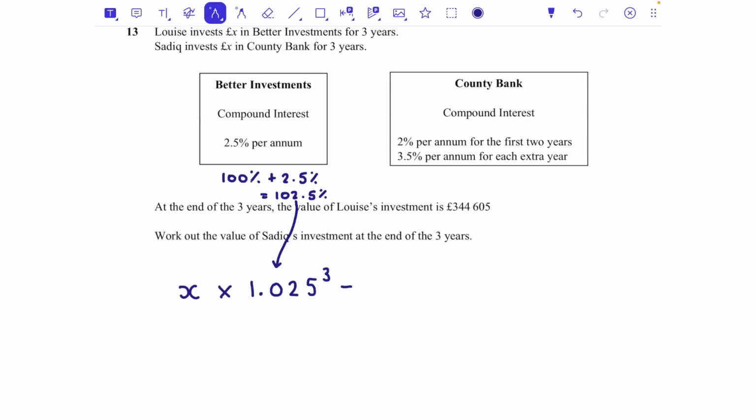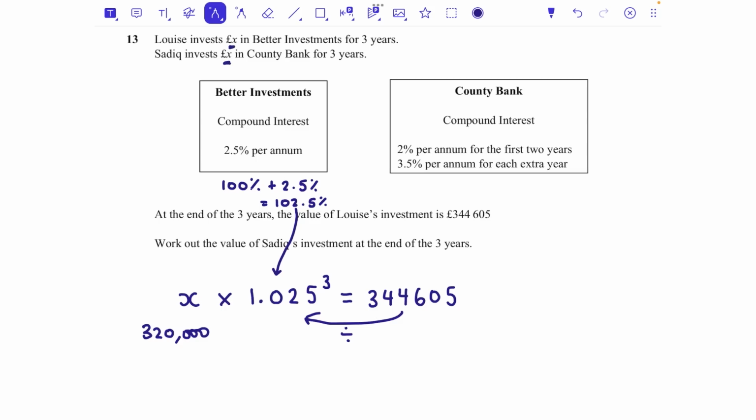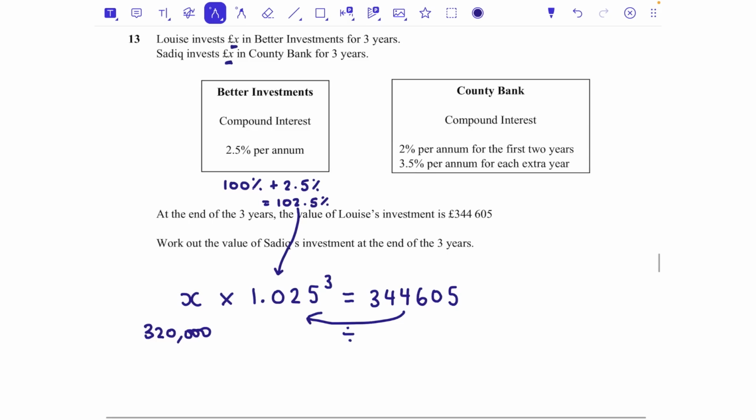And we know that after that sum has taken place, she gets £344,605 as her answer. So therefore, to find out how much money she invested in the first place, we're just going to work backwards, and we're going to divide by 1.025 cubed. So in my calculator, I am typing 344,605 divided by 1.025 cubed. And that is 320,000. So we now know that she invested 320,000. But because Sadiq also invested X, we also know that Sadiq invested 320,000 because it's both X. So it has to be the same value.